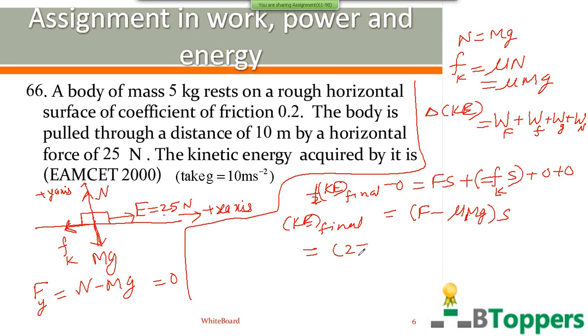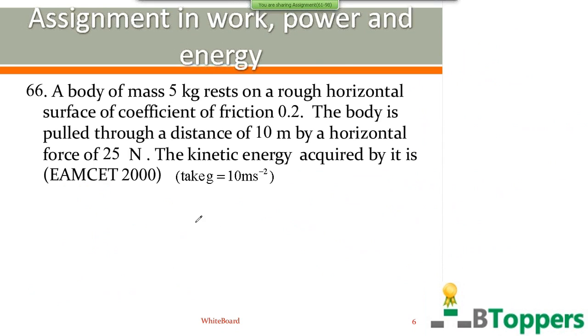Here F is given as 25 newtons, mu is given as 0.2, mass of the body is 5 kg, g is 10 meters per second squared, and the displacement is 10 meters. So you get the answer as 150 joules. So for question number 66, the second option is the answer.